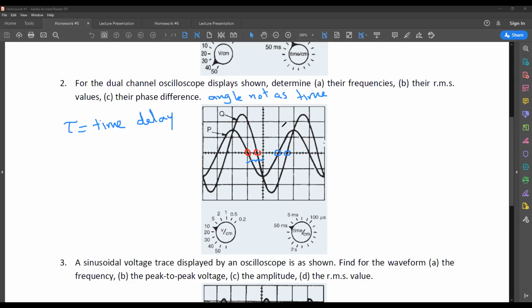Each period corresponds to twice pi, right? So if you have a certain tau, you get tau over the period times twice pi, and you get your phase difference. You can put here twice pi, or you can put 360 degrees, whatever. They are both okay. So here, you measure the time delay, and you know the period, since you already computed the period to compute the frequency.